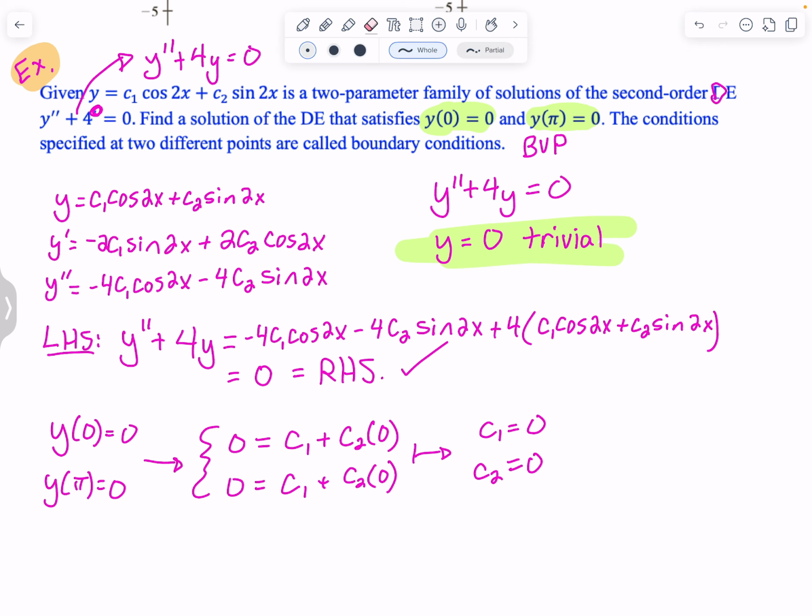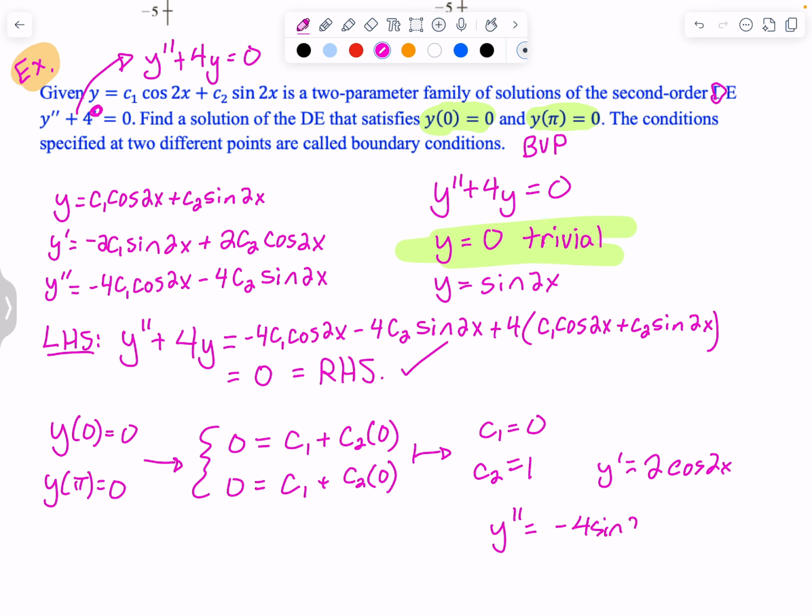So let's try something else. Remember, c2 is the one I can change. I don't think we can change c1. So let's try, what if it was y equals, and then I only keep sine of 2x. See if that works out. So y double prime. Okay, so y prime, maybe we should start there. y prime is going to be 2 cosine 2x. And then y double prime is going to be negative 4 sine 2x, right? If I take that and I add it to the original, when that one's times 4, right? That's what this is saying. It works out. So that's the solution as well.